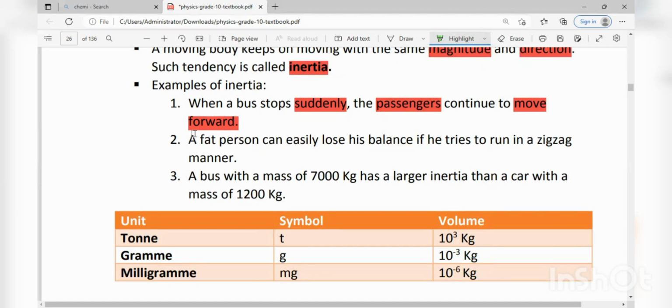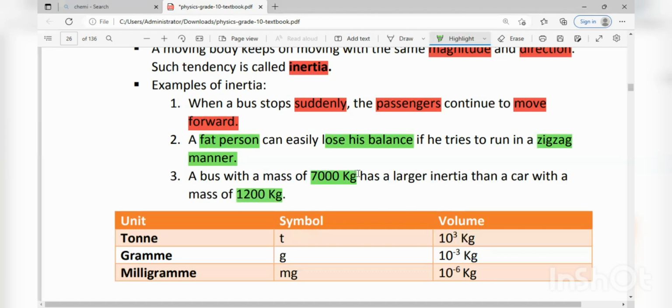Another example we can give of inertia is a fat person. A fat person can easily lose his balance if he tries to run in a zigzag manner. The larger the mass, the larger the inertia. The smaller the mass, the smaller the what? The inertia. So this is something that we need to understand about inertia.